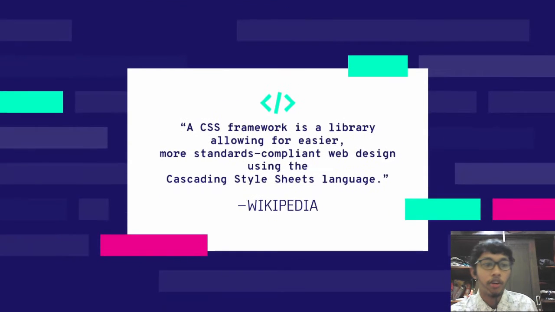So, according to Wikipedia, a CSS framework is a library allowing for easier, more standard compliant web design using the cascading style sheet language, or usually we call it CSS language. This greatly decreases the time needed to start creating applications and websites, and developers do not have to start from scratch every time when building an application or website.